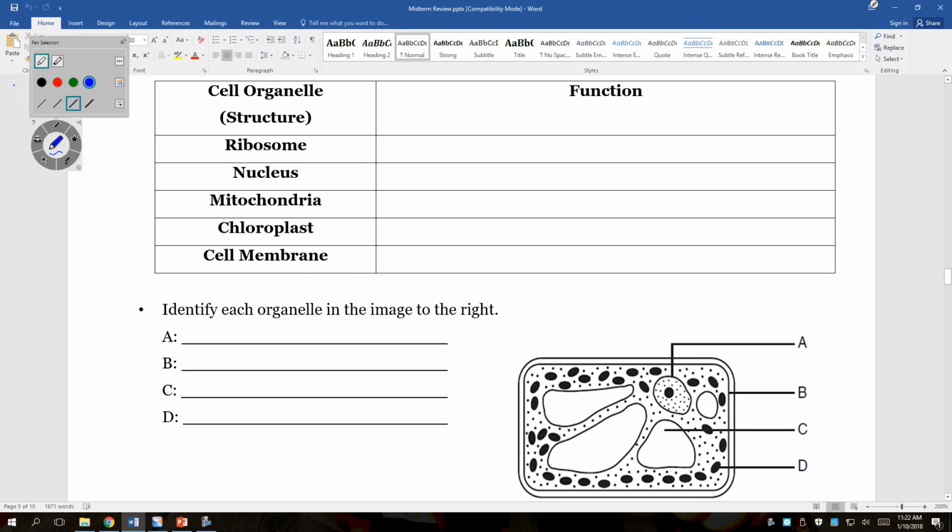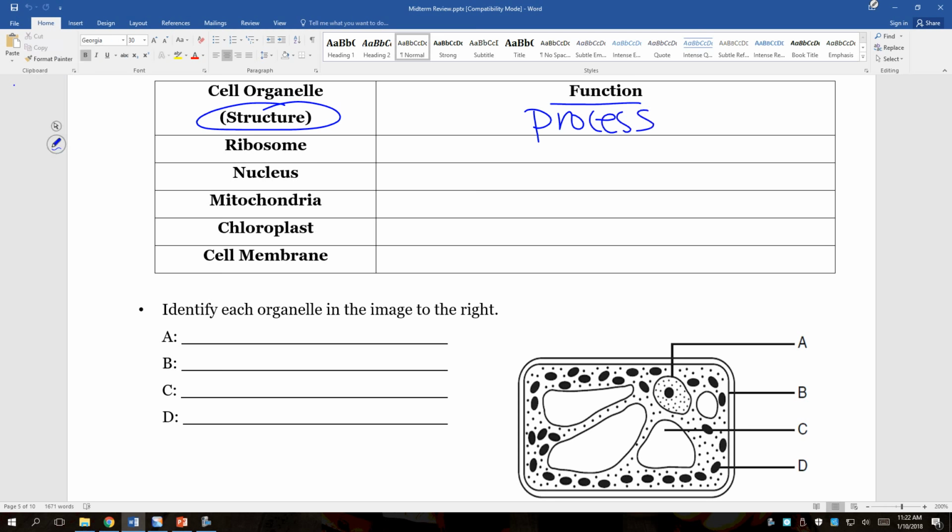Now, instead of calling them an organelle, sometimes they do call them a structure. And then sometimes, instead of a function, they call it a process. Remember, it's really important that you're familiar with that type of terminology as well.